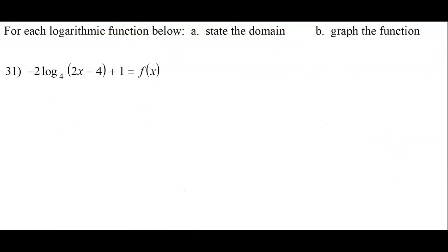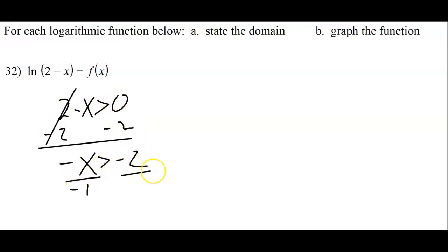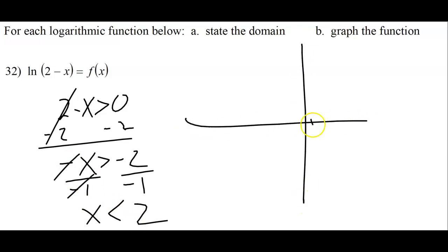Let's go ahead and take a look at one more of these types of problems. This one's an LN problem. All right, so for this one we have 2 minus x is greater than 0, minus 2 on both sides. Reverses my inequality, so that means x has to be less than 2. So I'm going to go out to 2 here, draw a vertical line at 2. And whenever I do my table here, I want to pick values of x that are less than 2.